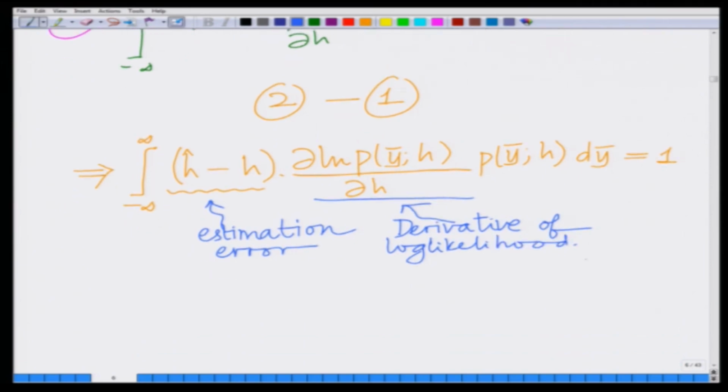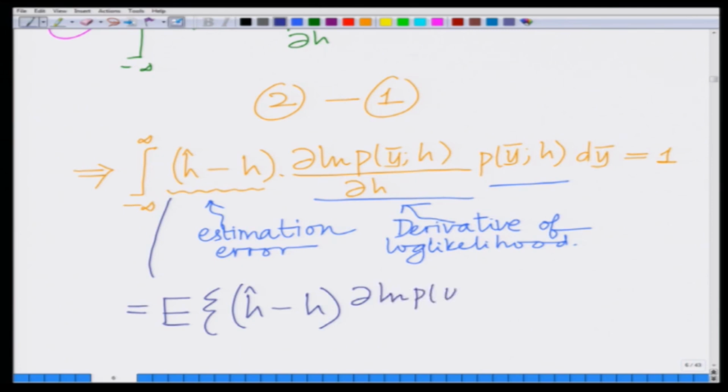Now, remember we are multiplying this by the probability density function of the observation vector y bar, which means this is nothing but the expected value. This is equal to the expected value of the error times the derivative of the log likelihood function with respect to h, and we are saying the expected value of this product is equal to 1.